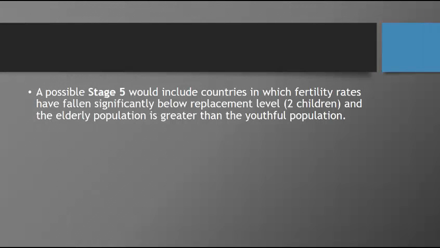There is a theoretical Stage 5, but depending again on how deep you want to investigate this topic with your students, you might want to leave this topic out. However, the possible Stage 5 would include countries in which fertility rates have fallen significantly below replacement level, or 2 children per woman, and the elderly population is greater than the youthful population. Japan would be a good example of a country approaching Stage 5.